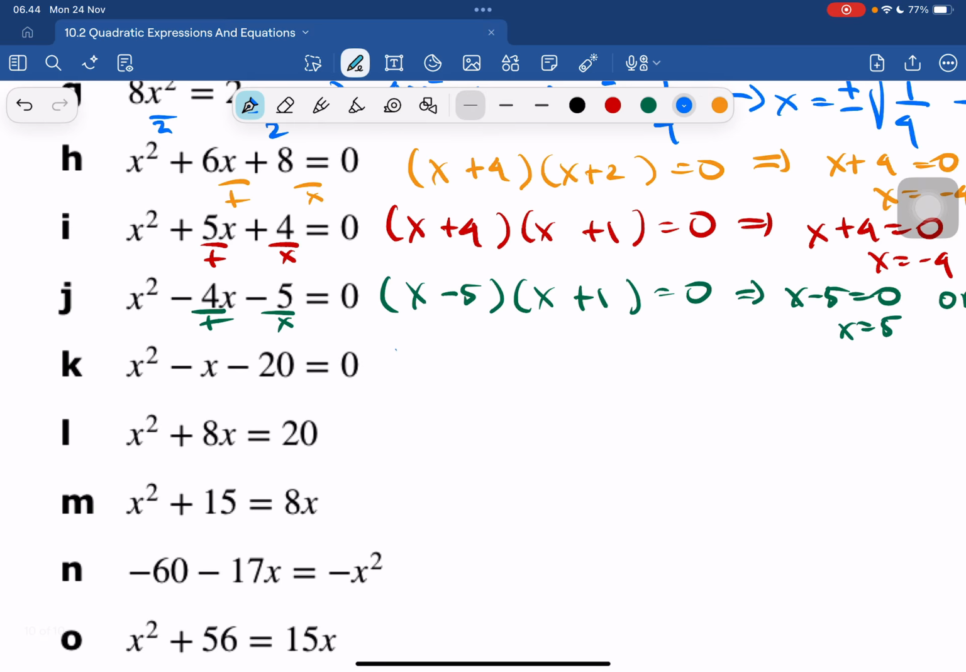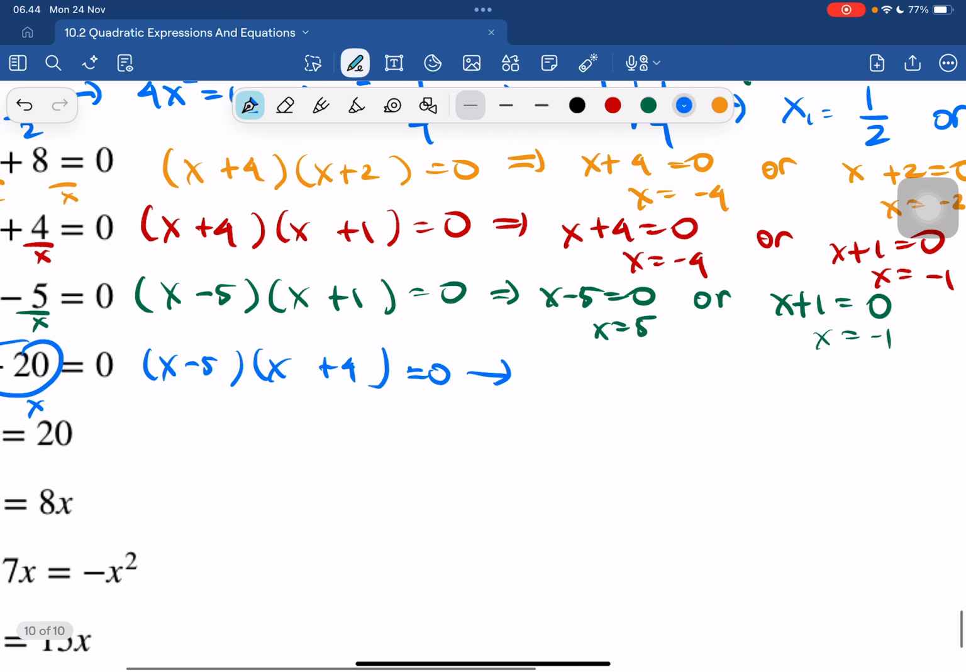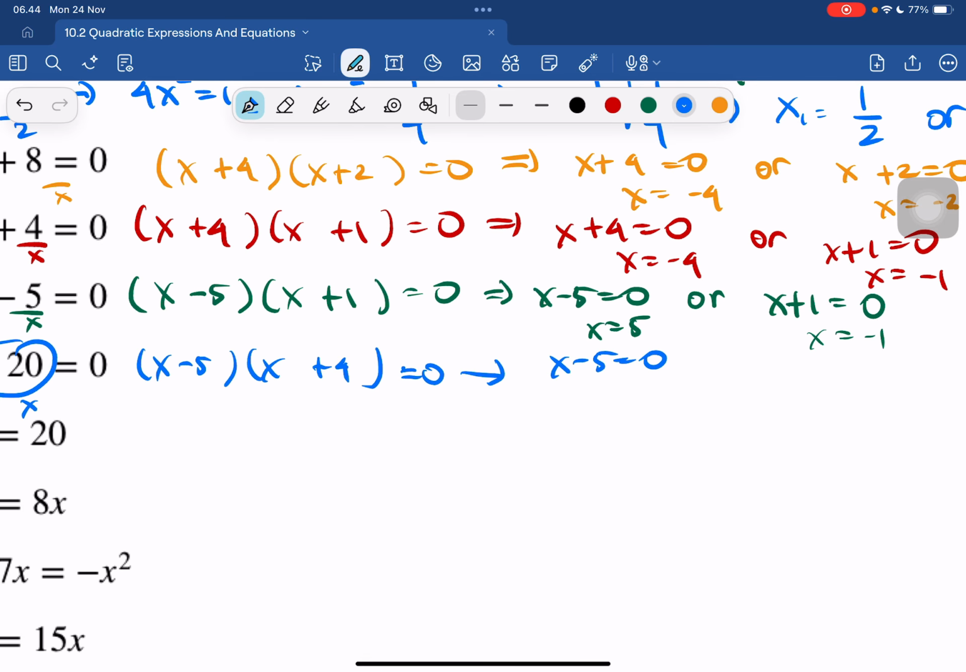Next question here, x. When we multiply, it equals minus 20. When we add, it equals plus 1. So we got minus 5 plus 4 equal to 0. So first we got x minus 5 equal to 0, so x equal to 5. Or x plus 4 equal to 0, so x equal to minus 4.